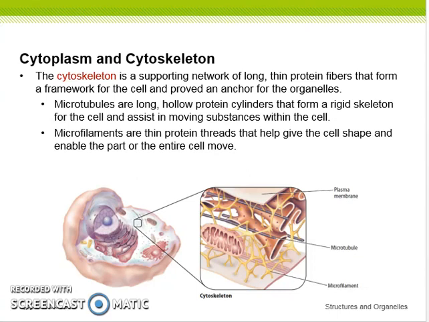So microtubules are long, hollow protein cylinders that form a rigid skeleton for the cell and assist in moving substances within the cell. Microfilaments are the thin protein threads that help give the cell shape and enable the part or the entire cell to move.